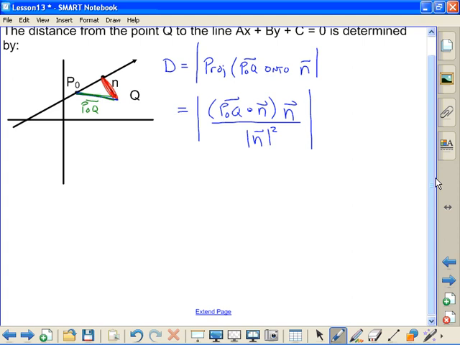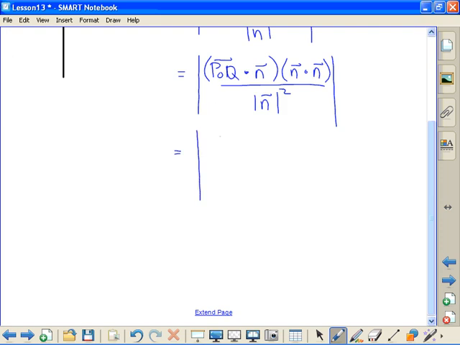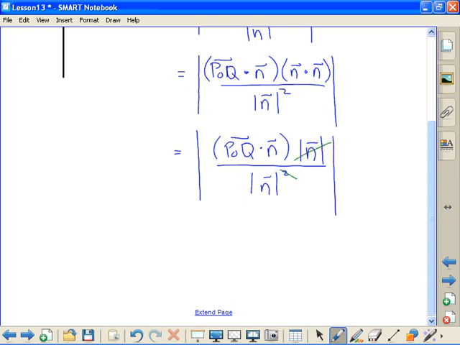How do we clean this up a little bit? I'm going to use the distributive law because it's a dot product. So when you do that, you end up with P naught Q dot the normal, and then the normal dot the normal over the magnitude of the normal squared. Now any vector that is multiplied by itself ends up being the magnitude of itself squared. So n dot n becomes the magnitude of n squared. And now we can do some simplification.